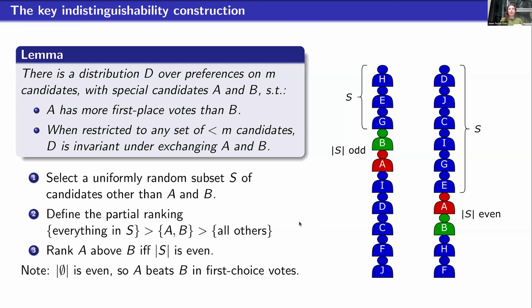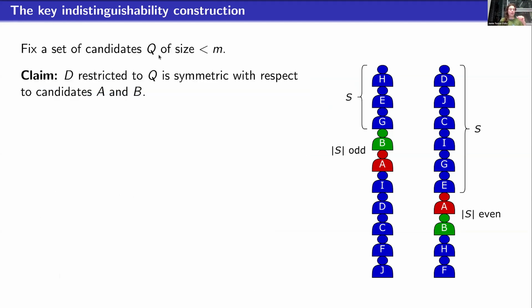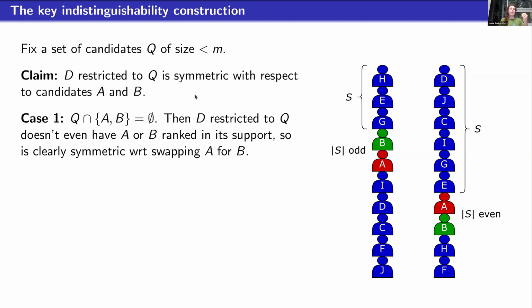Okay, so the harder part: how do I show that this distribution is symmetric with respect to exchanging A and B when I restrict to any subset of size less than M? Fix some set of candidates Q of size less than M. How am I going to prove that D is symmetric when restricted to Q? There are three cases depending on how Q intersects the set {A, B}. The first two are easy. If Q doesn't contain A or B, then what's D restricted to Q?